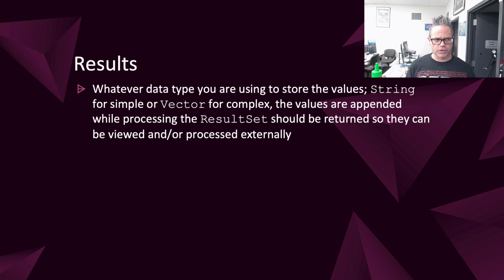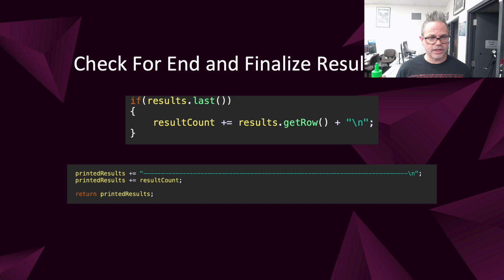Now, for the results I'm working with, whatever data type you want to use to store those values, whether it's a string like that sample I just did earlier, or for a more complex data type, a vector of some type for those objects, these values get appended while you're processing the result set, and they should then be returned so you can actually use them or process them externally. I know, crazy concept, but we want to actually get that data so we can use it. And so check for the end and finalize the results.